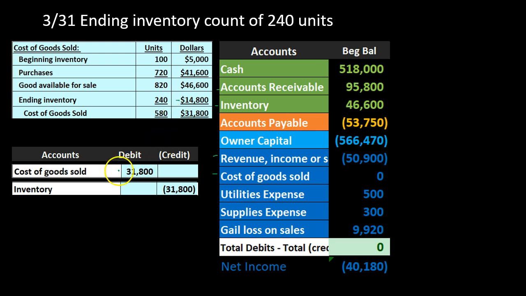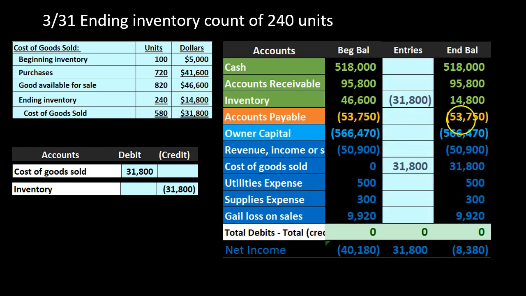So let's post this. We're going to post the 31,800 cost of goods sold, at 0, increases 31,800 to 31,800. We'll post the inventory then. The inventory started at 46,600, decreasing with a credit of 31,800 to 14,800. That then, of course, matches our 14,800 here. And that's going to be the key component here. If we see all the accounts put together, we see the 14,800, our ending balance, matches what we calculated here.